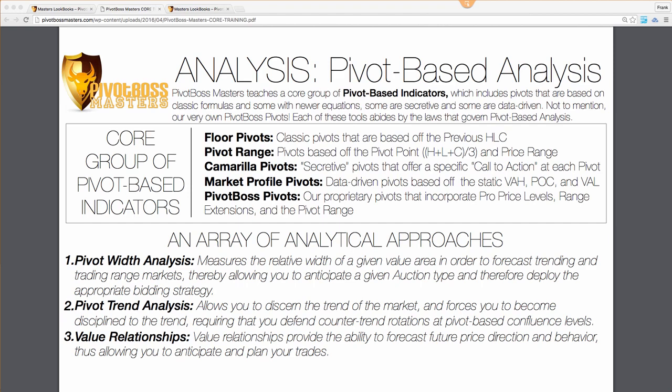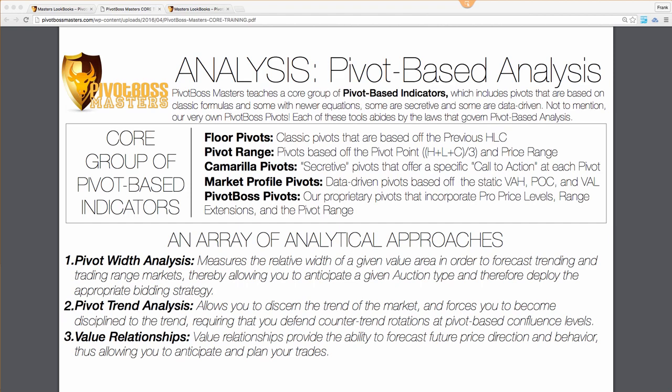So Pivot Boss Masters teaches a core group of pivot-based indicators, which includes pivots that are based on classic formulas and some with newer equations. Some are secretive and some are data-driven, not to mention our very own Pivot Boss pivots. Each of these tools abides by the laws that govern pivot-based analysis. Not only is it a universal approach that you can use on any instrument or time frame, but among pivot-based indicators, you can use them all the same. So that's why I really gravitated.